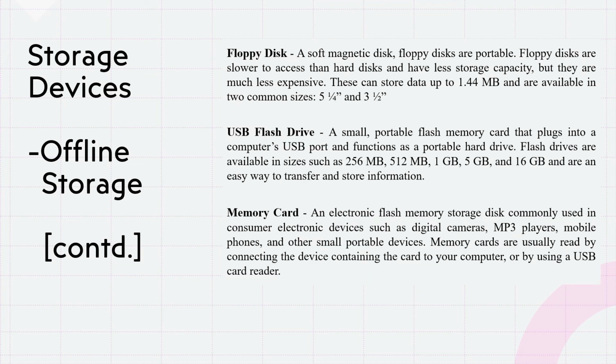Floppy disk, a soft magnetic disk. Floppy disks are portable. Floppy disks are slower to access than hard disks and have less storage capacity, but they are much less expensive. These can store up to 1.44 MB of data. Two common sizes were 5 1/4 inch and 3.5 inch.